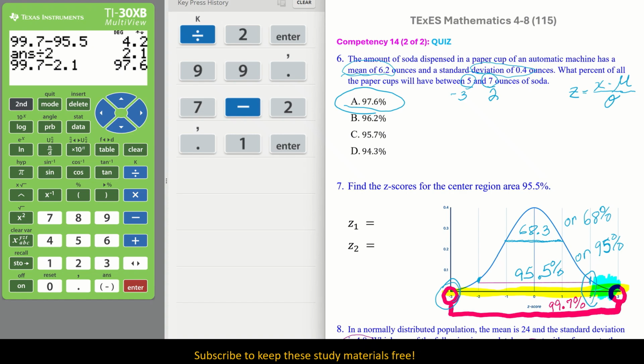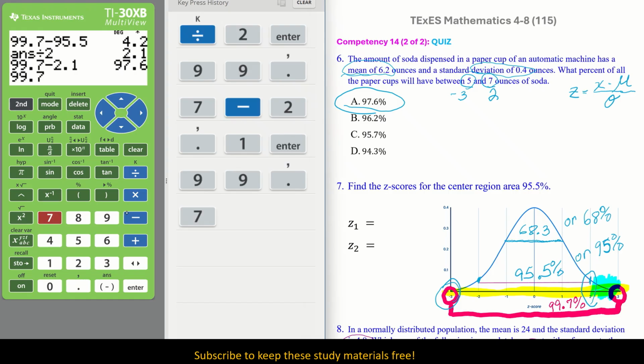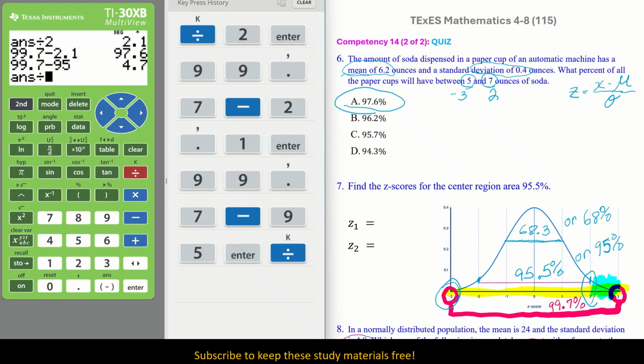Now, if I went with my two different ones that you see for the empirical rule, meaning for us it would be 95%, we would get something different. So let me show you what that would be. 99.7 minus only 95%, okay? And then that's 4.7, divide that by 2, and that gives me 2.35. Now let's subtract that tail that I have highlighted. Let's subtract that off.